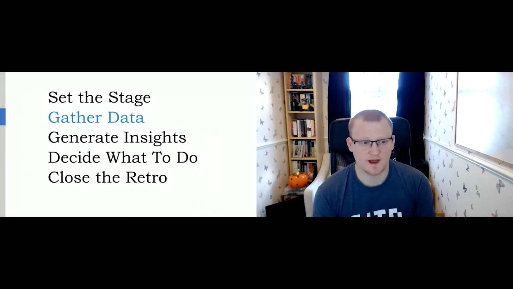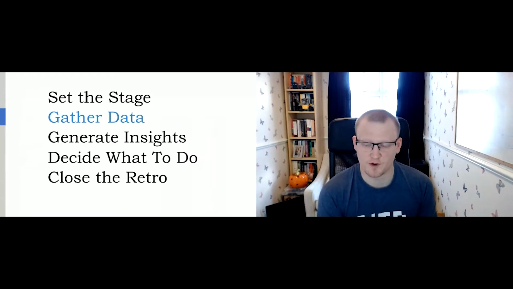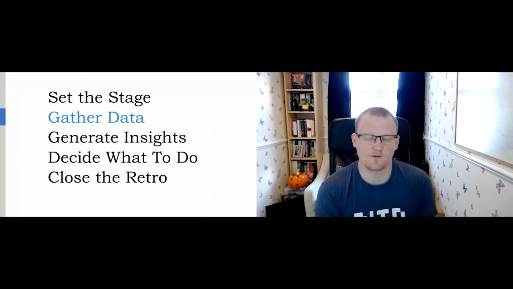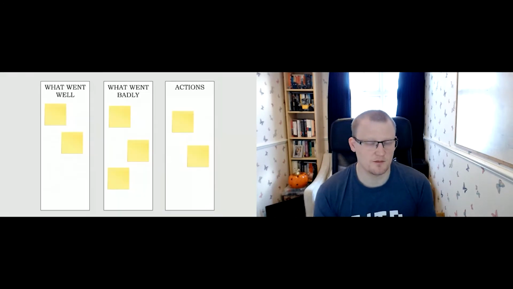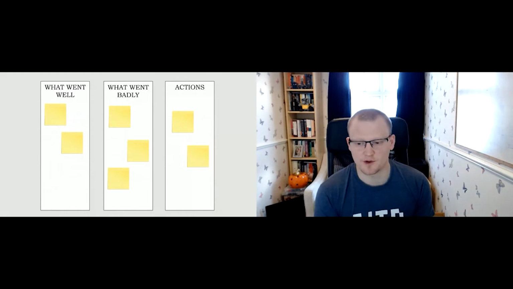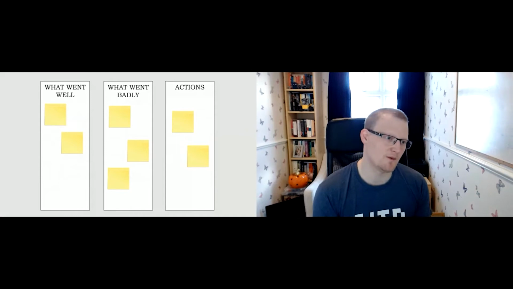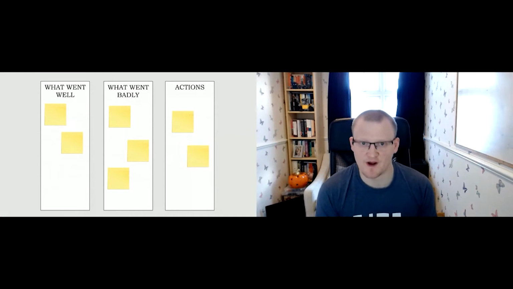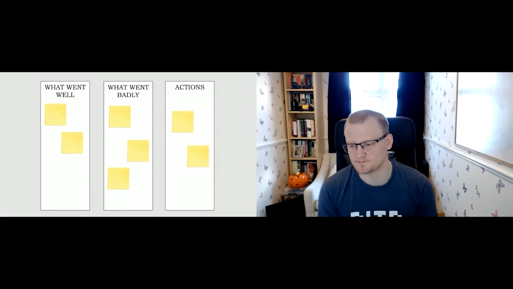So without having any kind of data, we can only speculate as to what our problems are. So we have a formal gather data exercise. Now this is typically where you'll see this 3-act structure. You put your 3 columns on the board: what went well, what went badly, and your actions. What should we do differently?